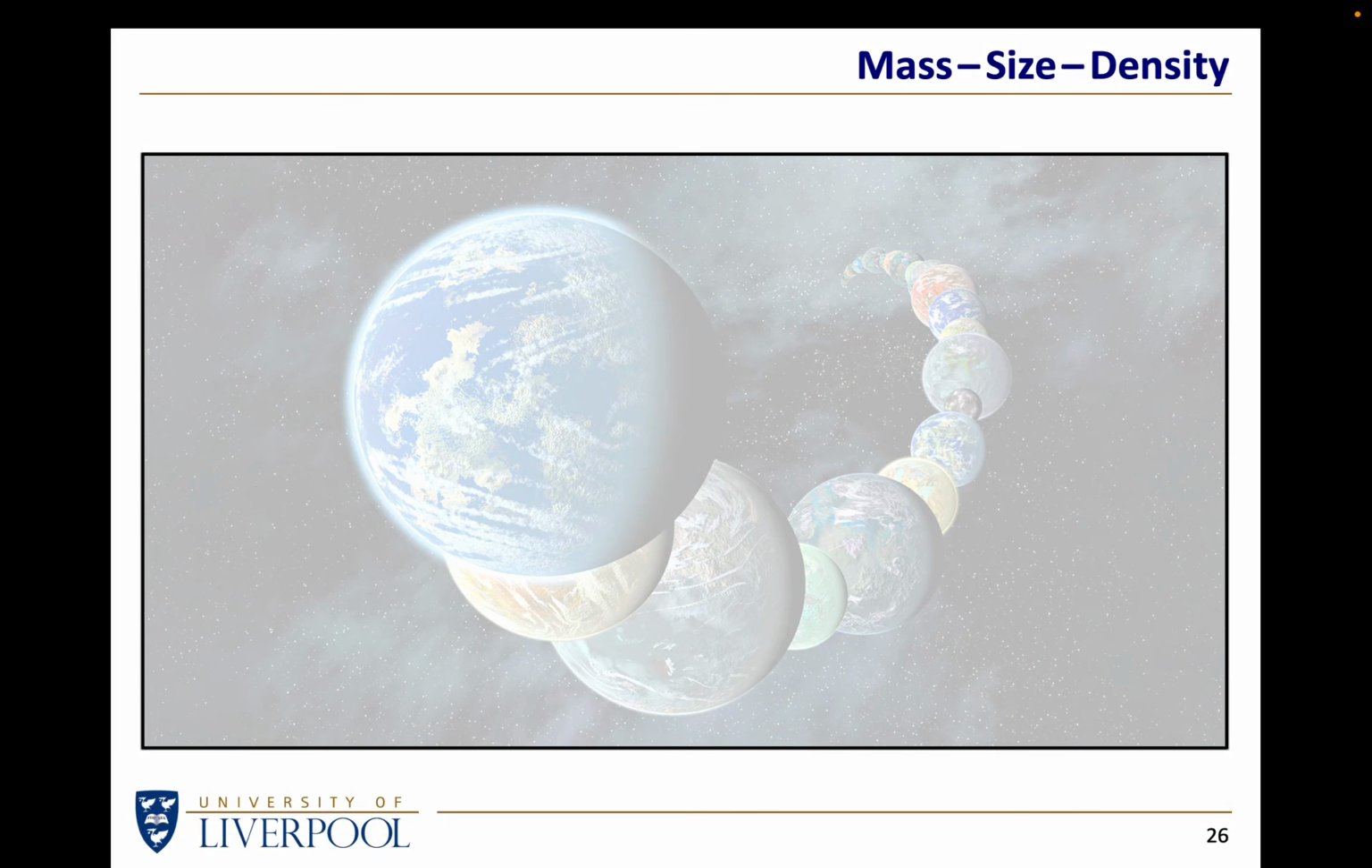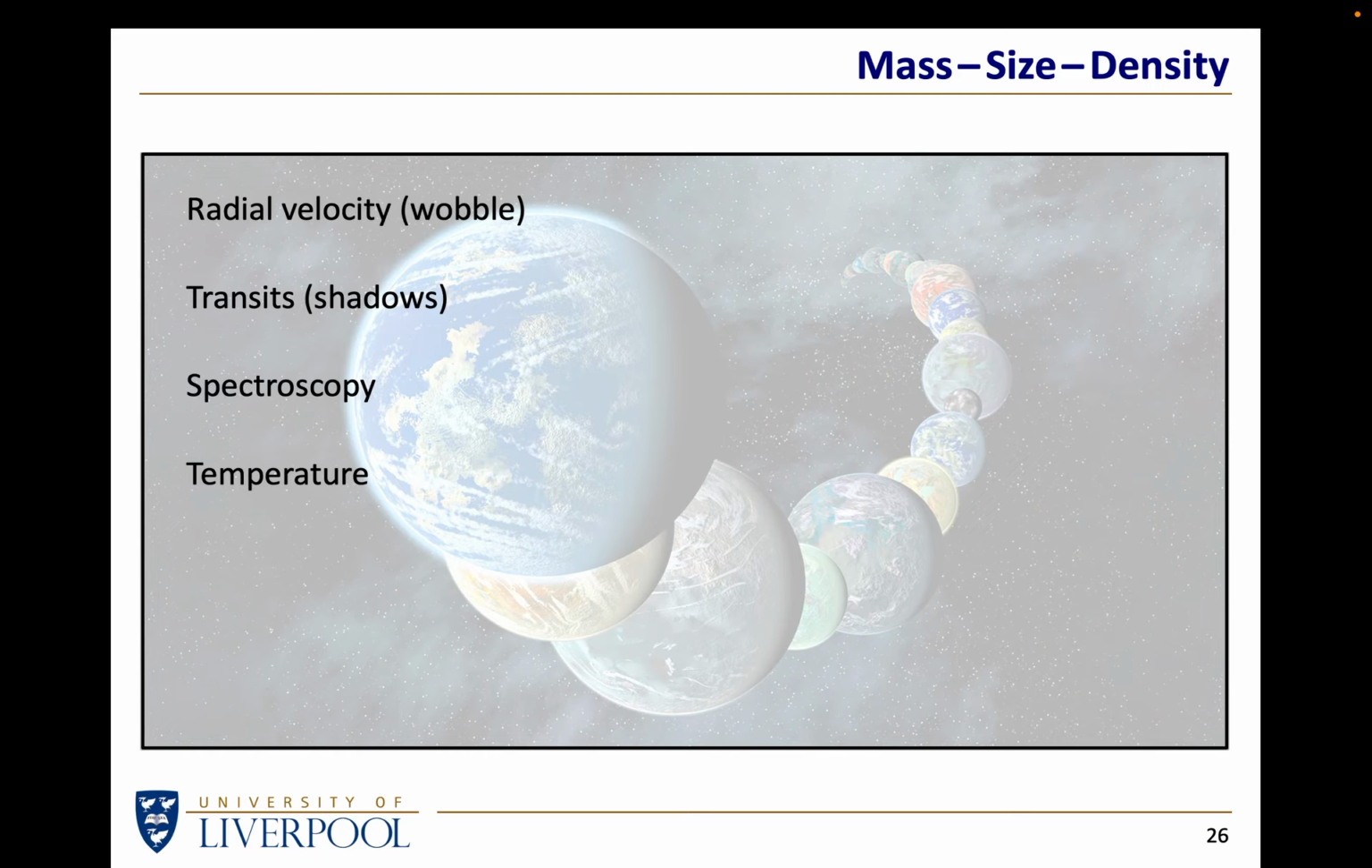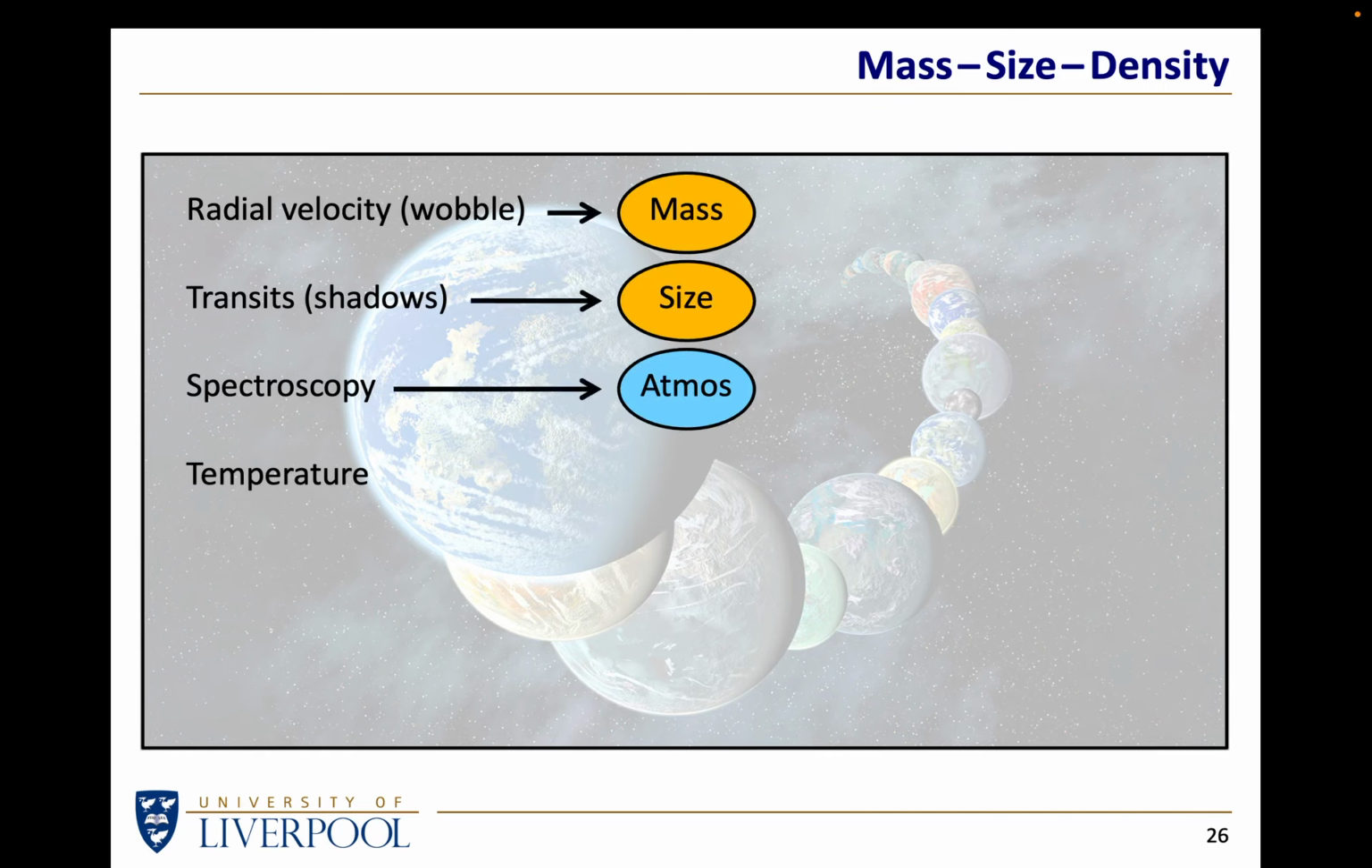If we're lucky enough to find a solar system where we can use both techniques, radial velocity and transits, then we can get information about the mass from the radial velocity, the wobble, and we can get the size from the transits. So if we can apply both techniques, and it does depend on the solar system being at the right angle so that we can get a transit.